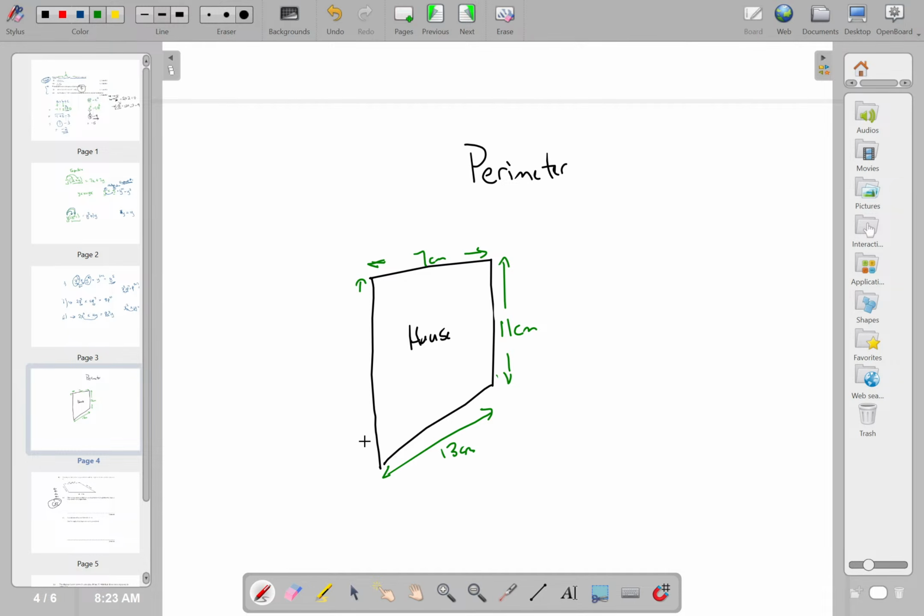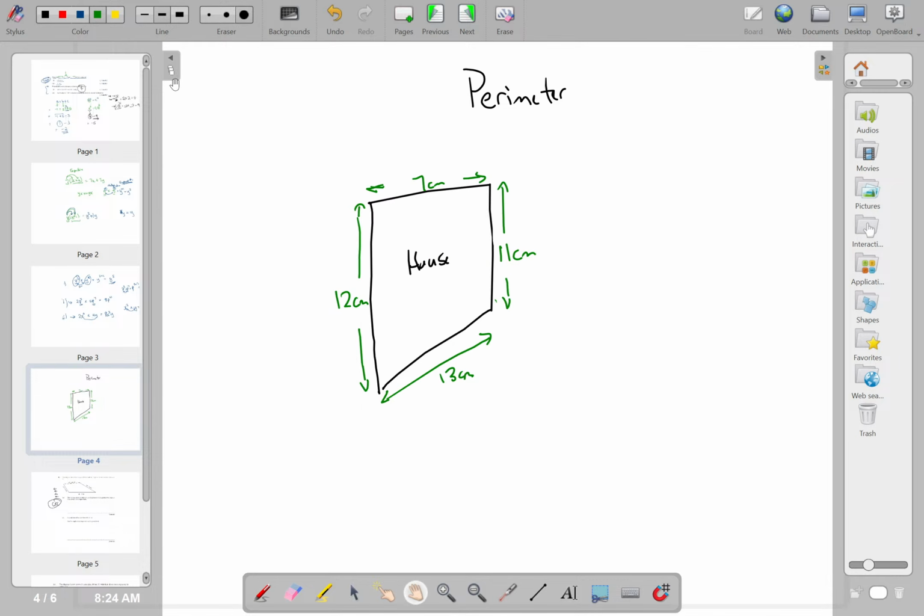And from here to here, he is 12. Now, first thing I'm going to address here, a lot of times for questions for CXC, they're going to say the words not drawn to scale.